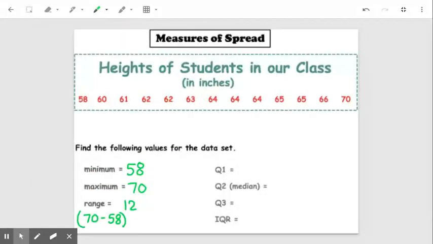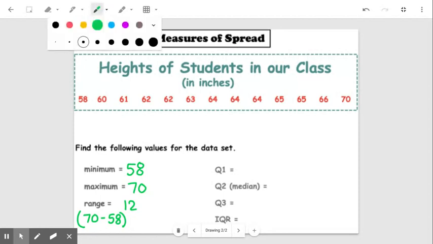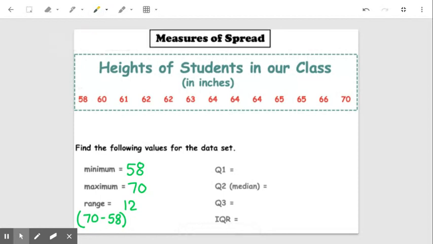Okay, so that's pretty straightforward. What we need to do next is find Q1, Q2, and Q3. Easiest way to do this is always start by finding the median first. So again, I'm just going to use dots, and I'm going to work my way to the middle. And my middle is a 64. That's my Q2. So my median is 64.